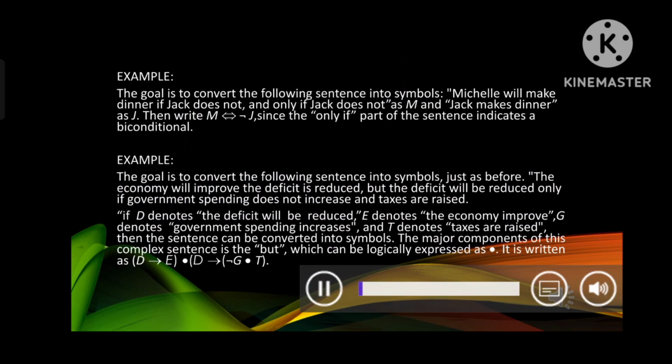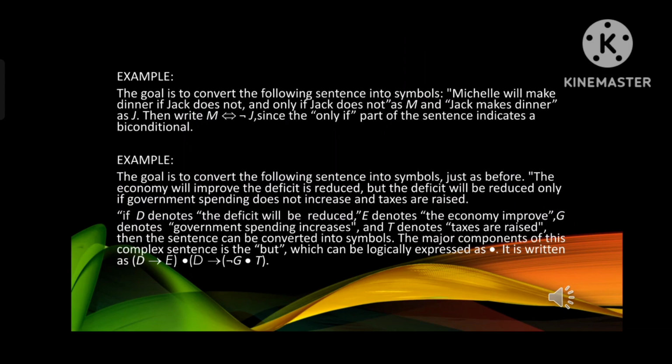Next, the goal is to convert the following sentence into symbols. For example, Michelle will make dinner if Jack does not, and only if Jack does not. Michelle as M and Jack makes dinner as J. Then write M if and only if not J, since the only if part of the sentence indicates a biconditional. Next, the goal is to convert the following sentence into symbols just as before. For example, the economy will improve, the deficit is reduced, but the deficit will be reduced only if government spending does not increase and taxes are raised.